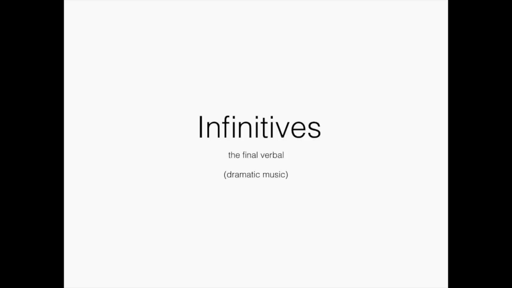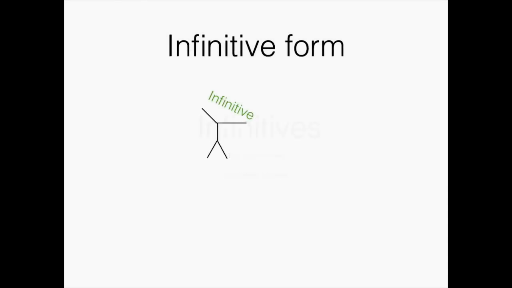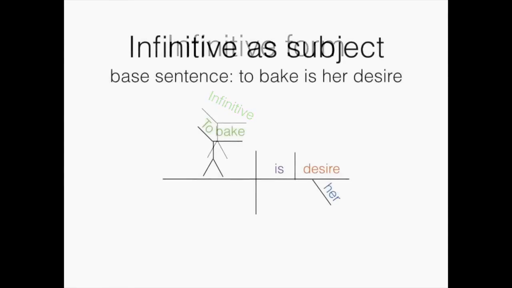Diagramming infinitives is similar to diagramming gerunds in that they both go on a little pedestal, though infinitives have an angled holder as opposed to the gerund's stairs. Infinitives will look like this, with the to part going on a short diagonal line and the verb going on the longer horizontal one. An infinitive as a subject would look as follows, with to bake as our infinitive subject, is as the verb, desire as the predicate nominative, and her as a pronoun telling us whose desire it is.